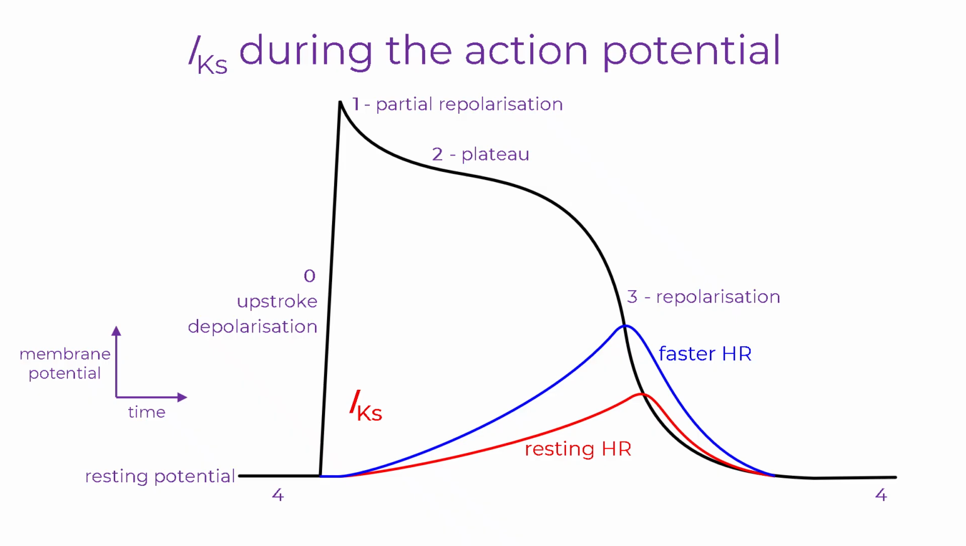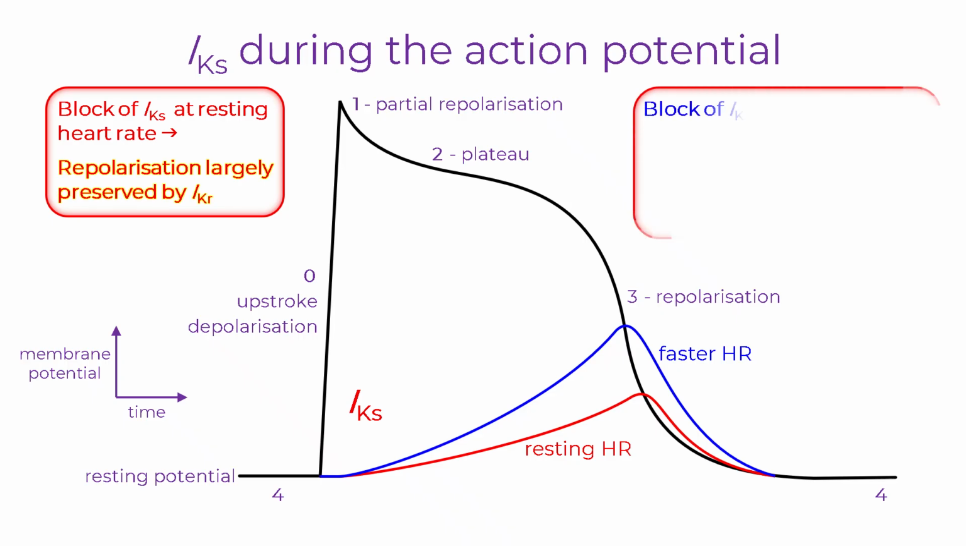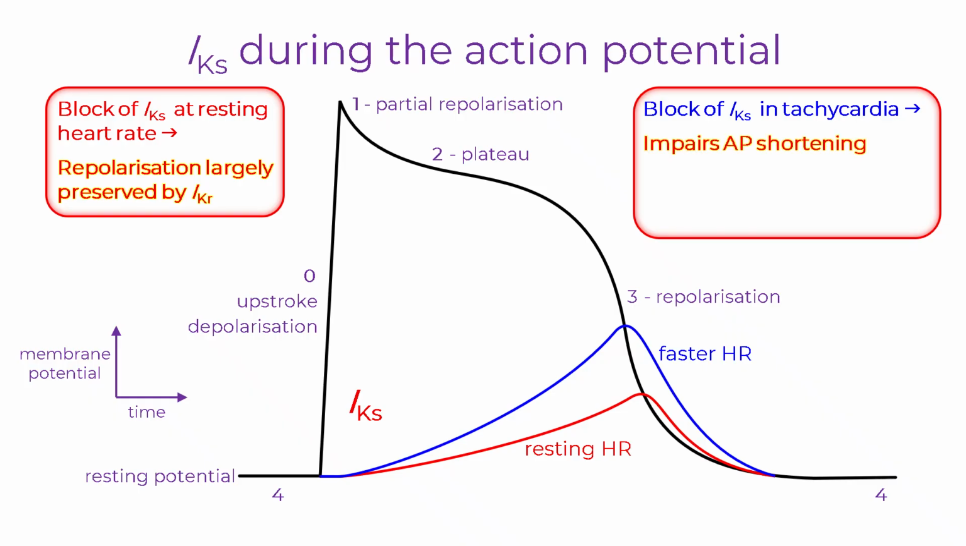The effect of blocking IKs therefore depends on the heart rate. At normal rates, blocking IKs has little effect, with repolarization largely preserved by IKr. In contrast, during tachycardia, whether due to an arrhythmia or sympathetic stimulation, blocking IKs impairs action potential shortening, abolishes normal rate adaptation, and leads to progressive prolongation of repolarization.